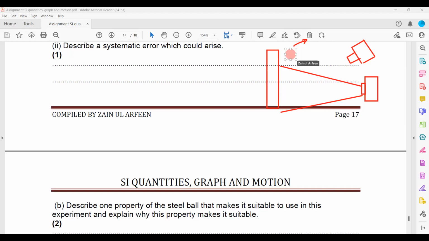So what are the possibilities? Maybe the ball which is released in the first image has an initial velocity that is not zero, or the scale or the ruler is not exactly vertical, or the camera is not calibrated correctly. Calibration of the camera is also important. Then the parallax error from camera to the object is another possibility. But don't say parallax error alone. That is not correct.